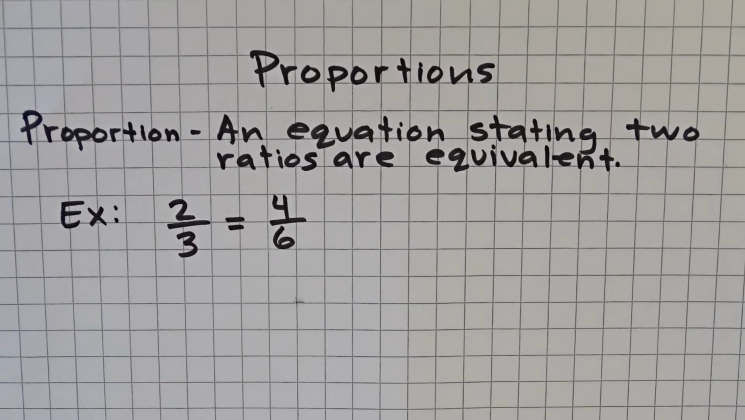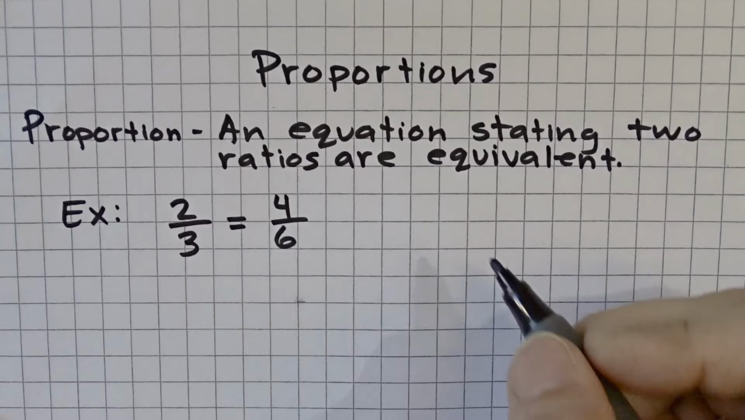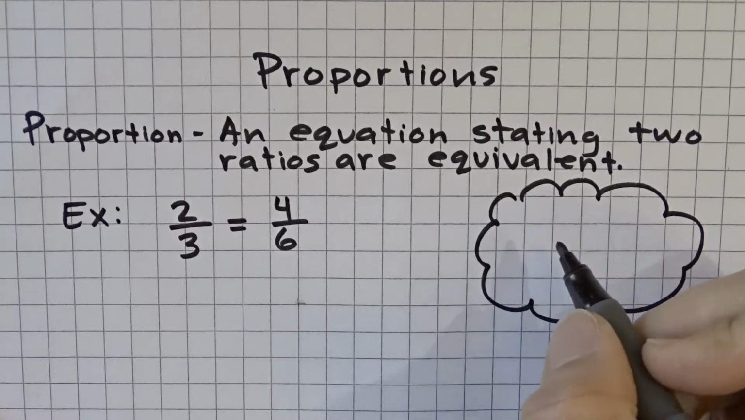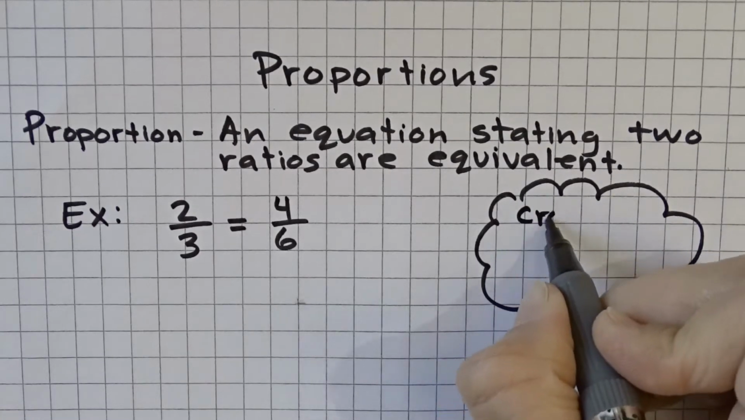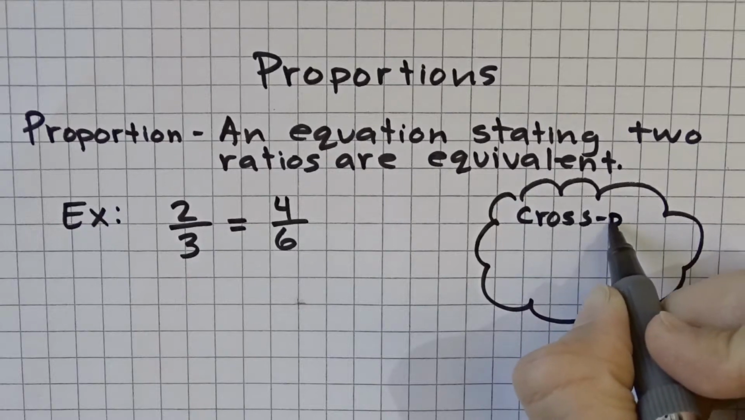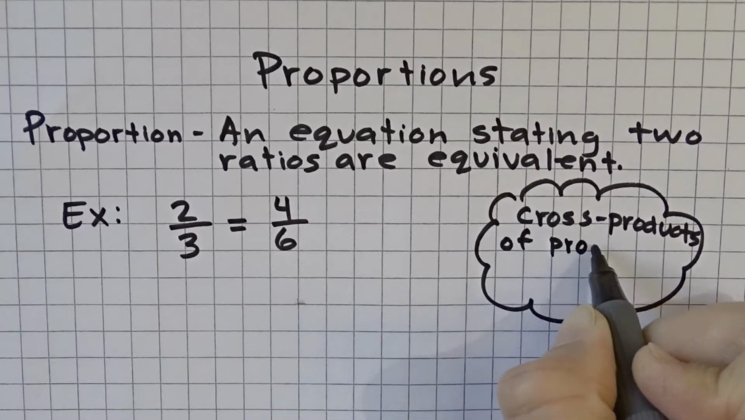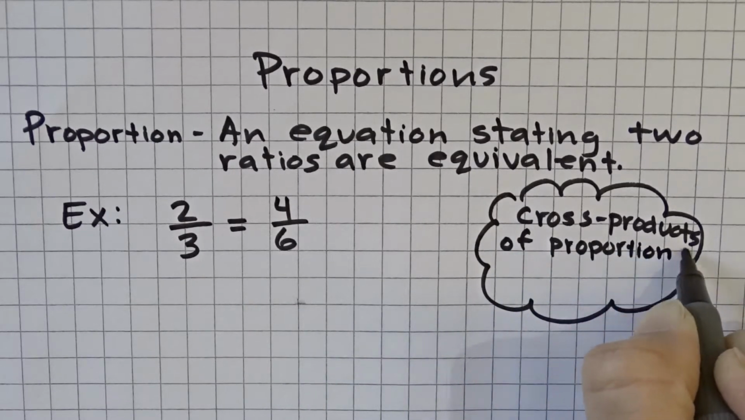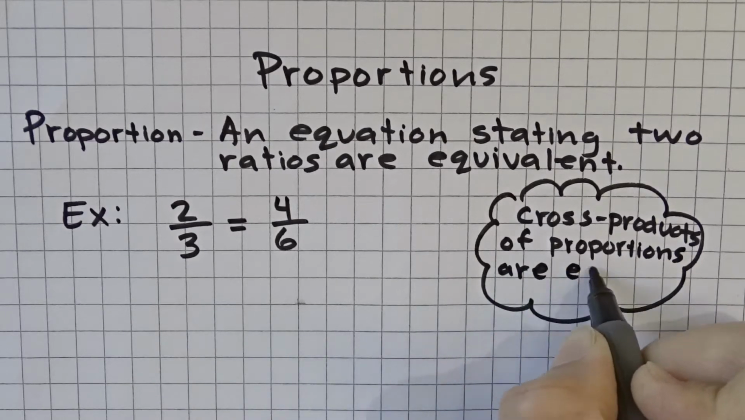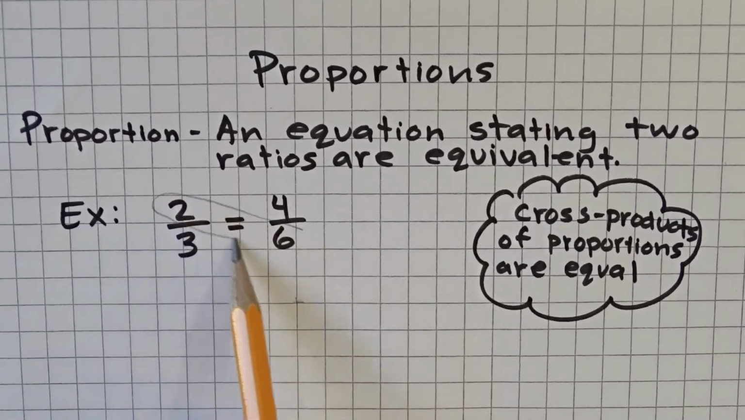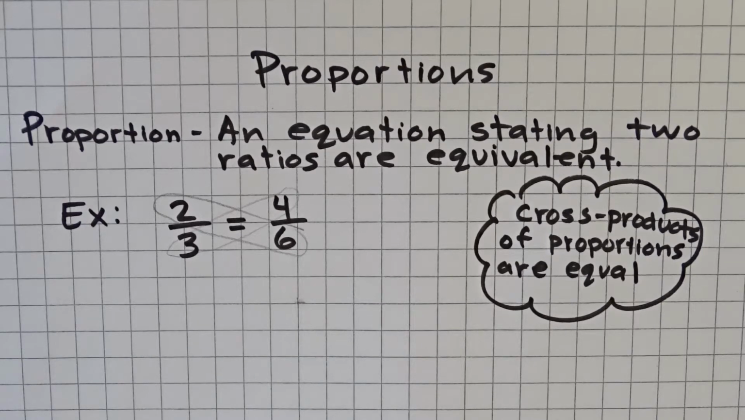Another way you can also check proportions is by cross multiplying. Cross products of proportions are equal. And if you test the cross products and you get that they're equal, then you know. So 2 times 6 is 12 and 3 times 4 is 12. Therefore, I know that this is a true proportion.